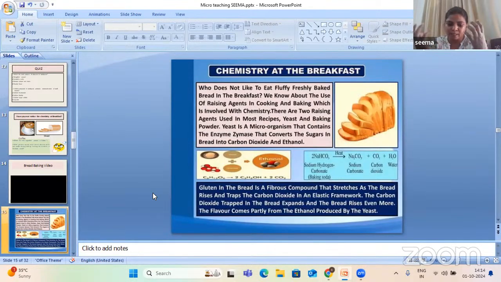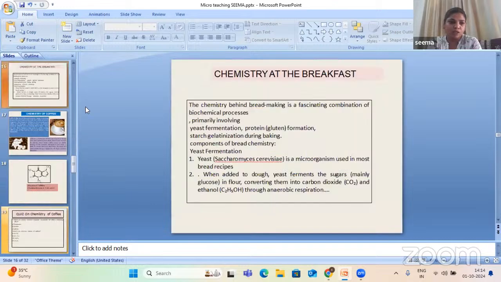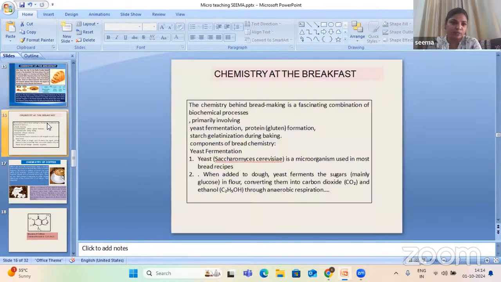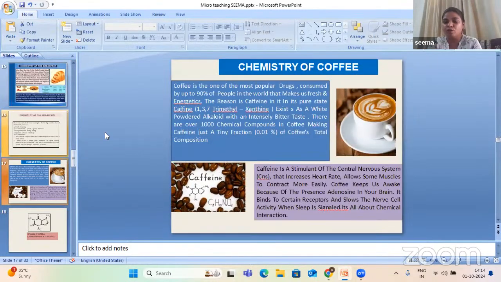For example, I'm explaining why the bread rises, and relating it to the yeast. Think of it like a teeny balloon. When it blows up and expands, it releases the gases which are trapped in the gluten net, so it rises. Such concepts create interest and curiosity in the mind of the student. And then I'm explaining the chemistry of coffee.